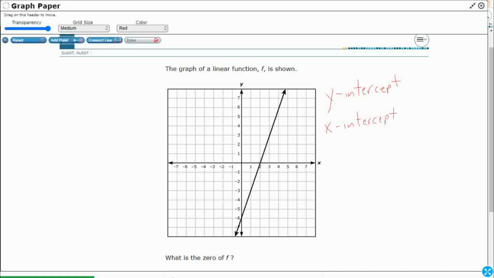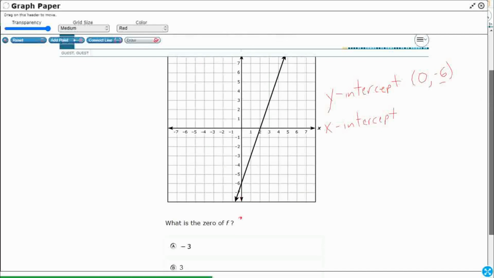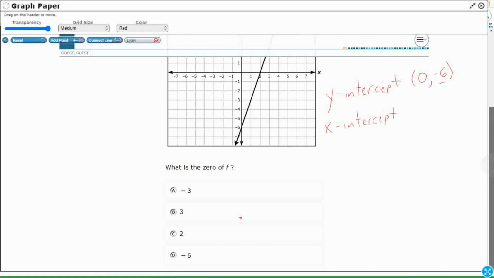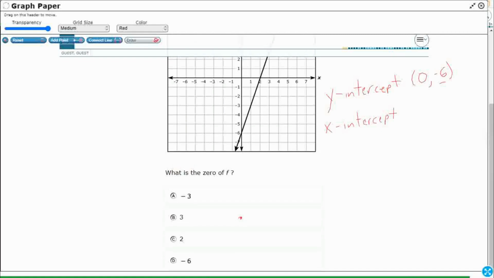So what is our y-intercept? Well, our y-intercept is where the function crosses the y-axis. You can say it's right there. It's got 0 as the x-coordinate, then the y-coordinate is going to be -6. So if we wanted to look at the one that's not 0, I see that answer selection available at D.